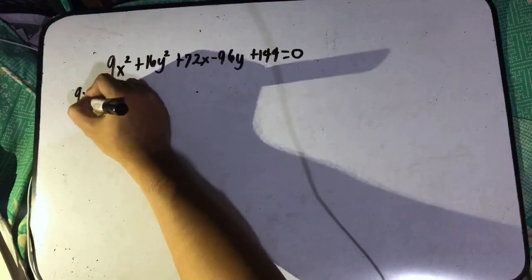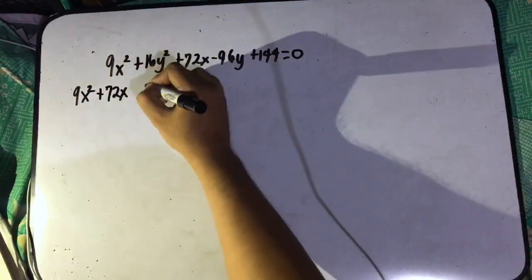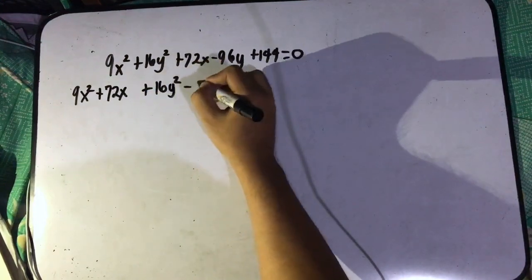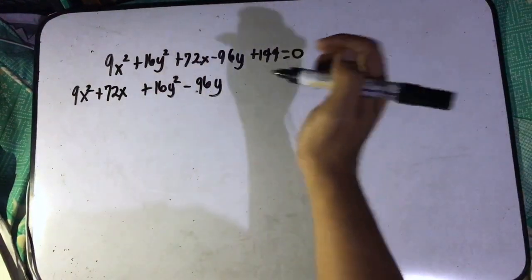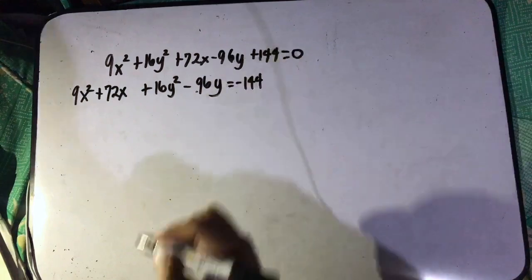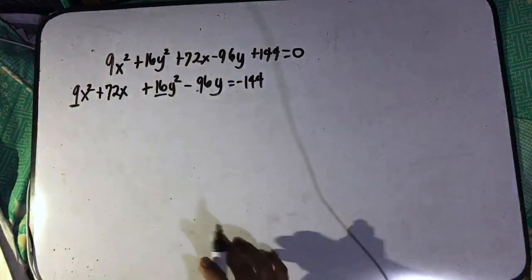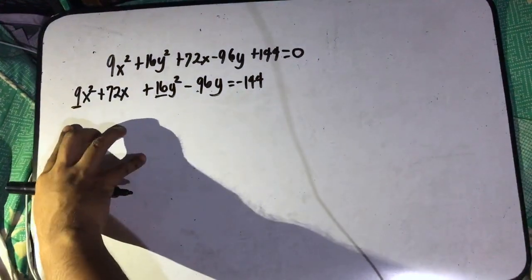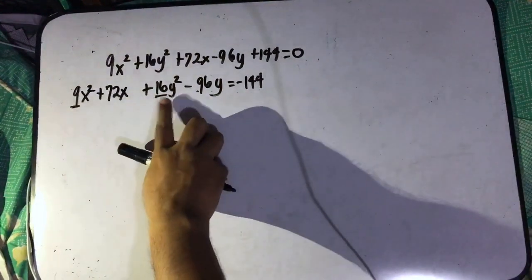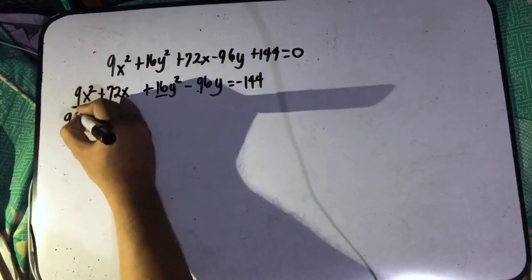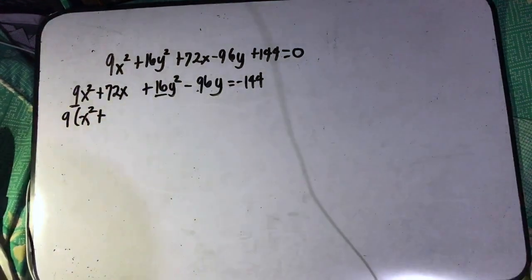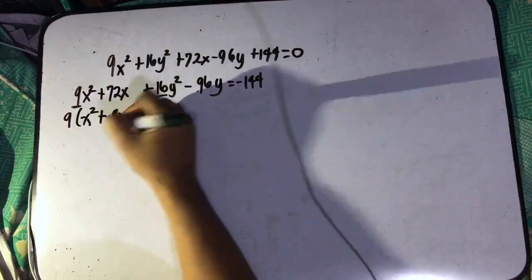So, this becomes 9x squared plus 72x plus 16y squared minus 96y. At lahat ng constant, ililipat sa kabila. So, that is negative 144. So, tandaan mo, i-factor out mo lahat ng kasama nung naka-square. So, kailangan i-factor out natin si 9 dun sa 9x squared. At i-factor out natin si 16 dun sa 16y squared. So, it is now 9 times x squared plus, what is 72 divided by 9? So, 72 divided by 9 would be 8x.